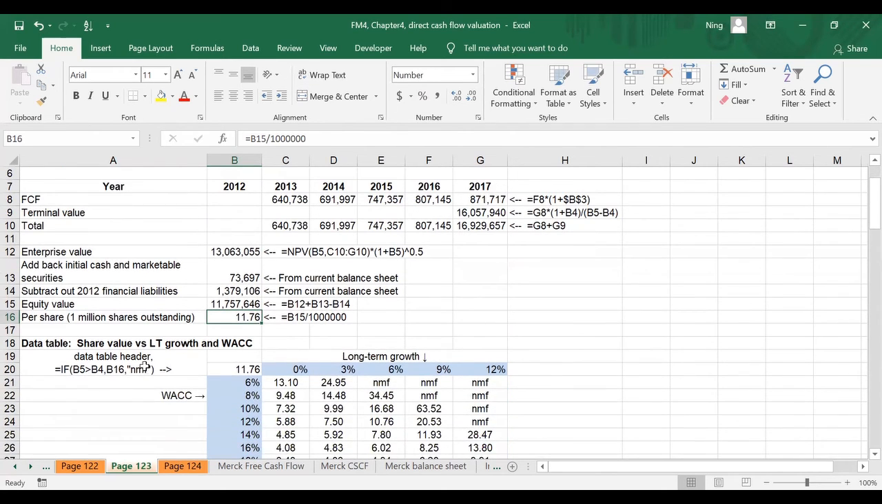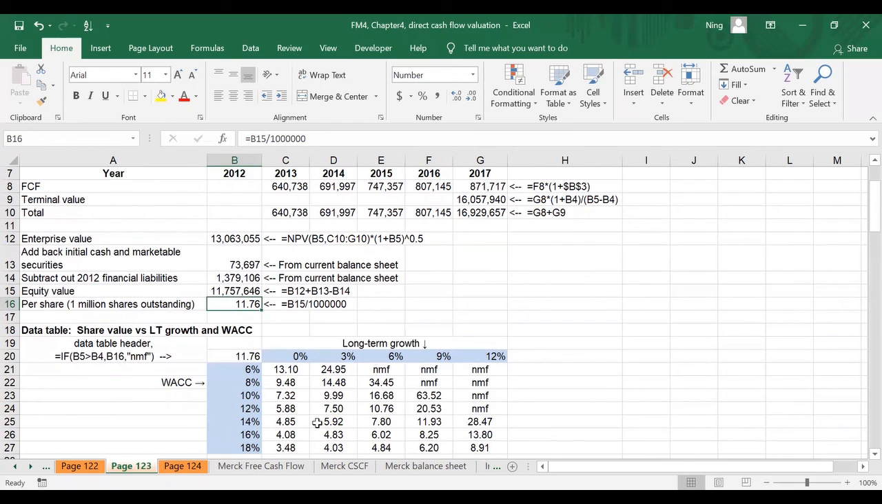You could also create a two-dimensional data table to explore how robust your assumptions are for WACC and long-term growth rate based on your base case. If you build a two-dimensional data table by changing the values for WACC and long-term growth rate, then you could see that your estimated share price will change based on different values for WACC and long-term growth rate. You can see here that your estimated share price is very sensitive to the changes in assumptions. We'll talk more about how to adequately use the data table for DCF analysis later.